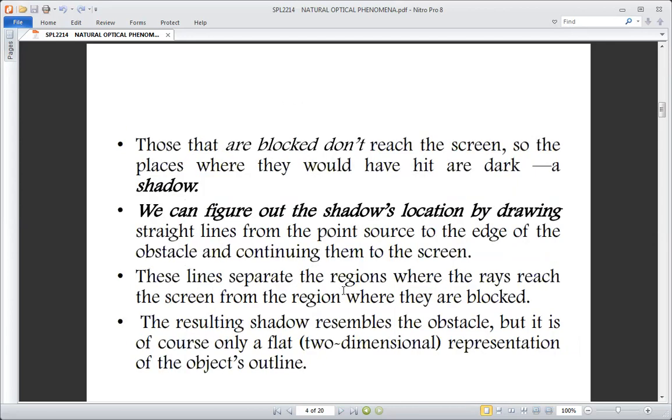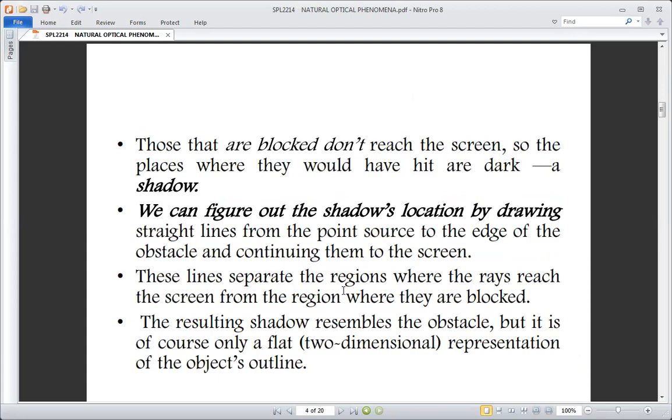Of course, the light rays that are blocked don't reach the screen. So the places where they would have hit the screen are of course dark, and that is what we call the shadow. That is something simple that all of us should be able to explain: a shadow is brought about by light rays that are blocked from reaching the screen.